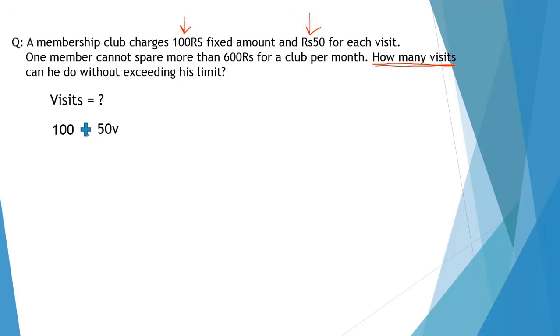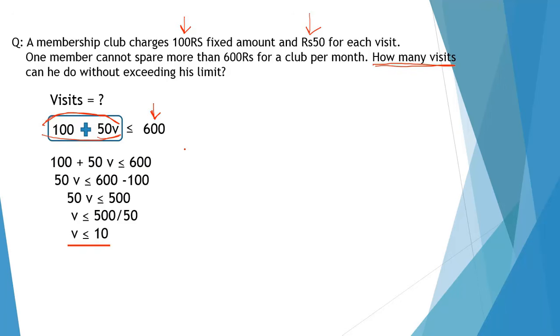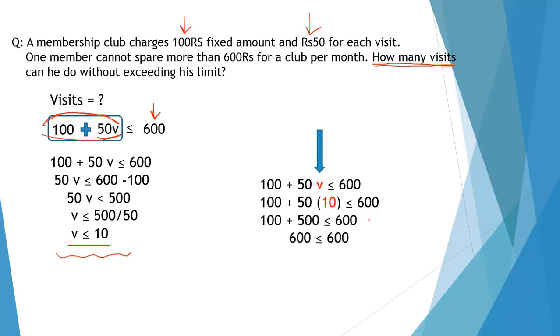50 into number of visits. This sum must be less than or equal to 600. He wants to remain under this limit, so his expenditure must be less than or equal to 600. Let's solve for number of visits. So his visits must be less than or equal to 10. If we insert 10, both sides are equal. So 10 is the maximum number of visits.